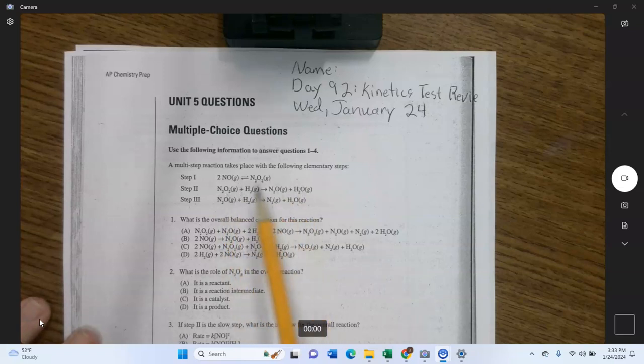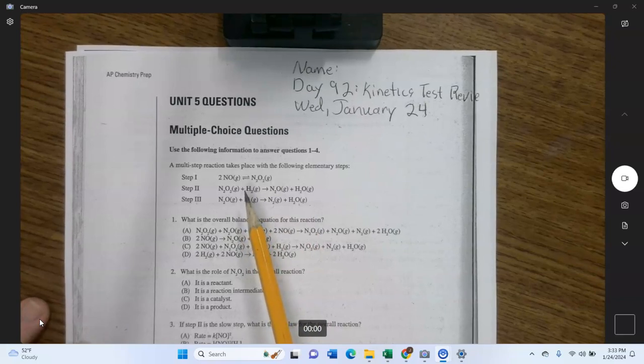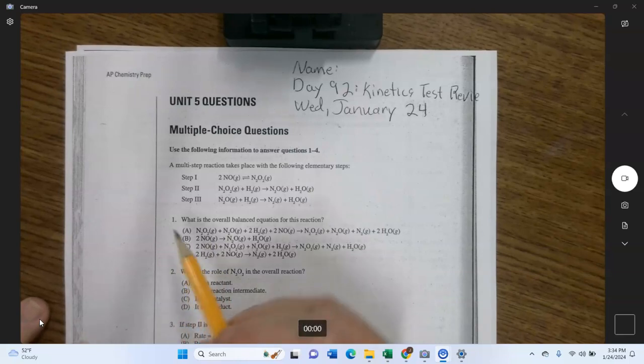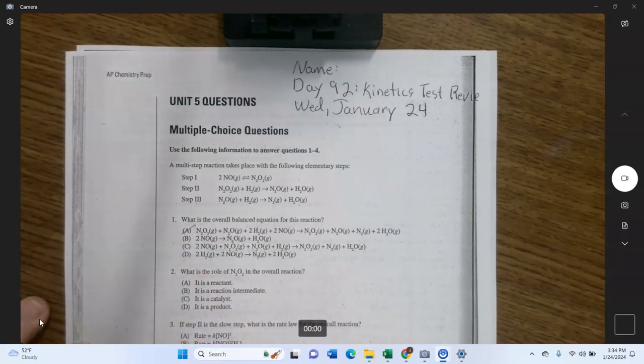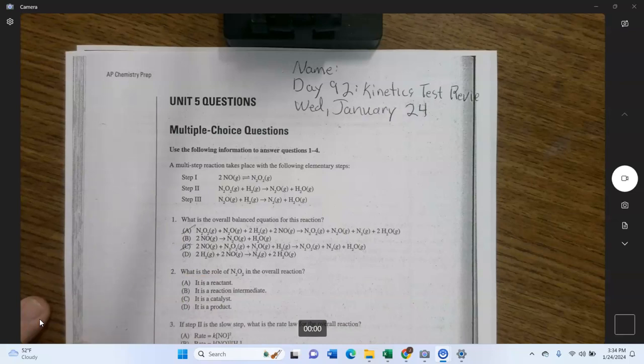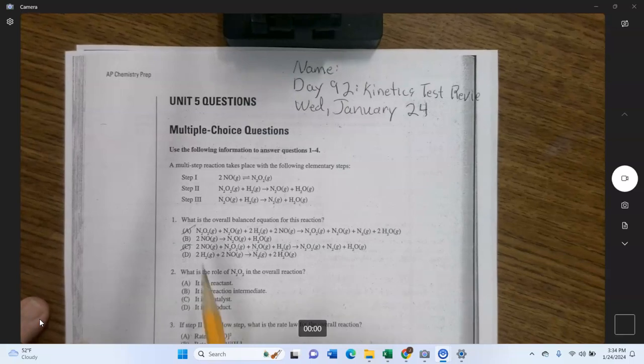I don't see N2O2 anywhere else, so it should not be in the final overall reaction. When I look at A, I see N2O2. It shouldn't be there because it cancels out. If I look at B, I don't see it there. If I look at C, I see it right there, so that one's eliminated. It can't be it. D, I don't see it. So it's down to B and D. All right, let's go to another one.